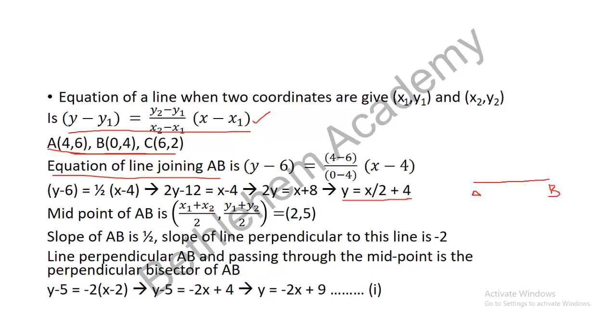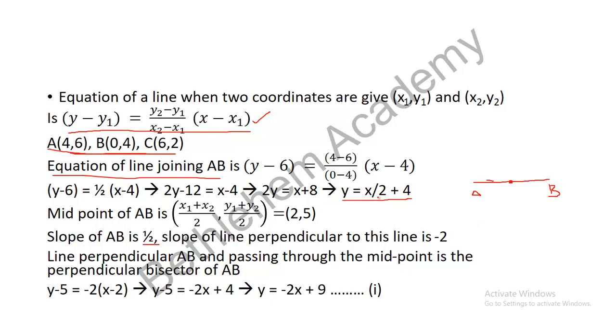What is the midpoint formula? (x1 plus x2) by 2, (y1 plus y2) by 2, that is (4 plus 0) by 2, which is 2, and (6 plus 4) by 2, that is 10 by 2, which is 5. So (2, 5) is the midpoint of the line AB. So I have the equation of the line AB and also the midpoint. Now let me look at the slope of the line AB. What is the slope of the line AB?